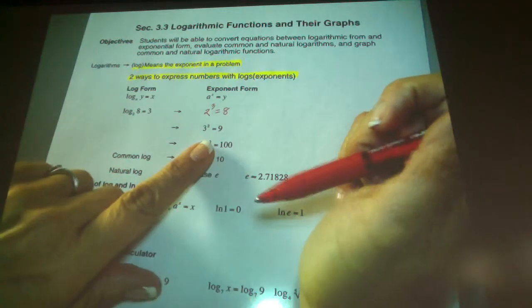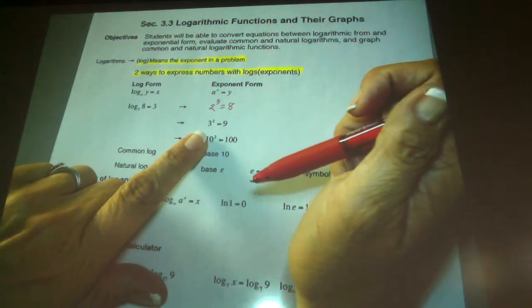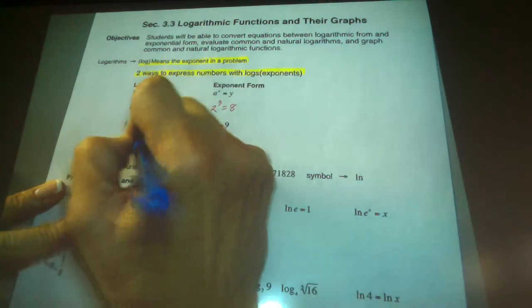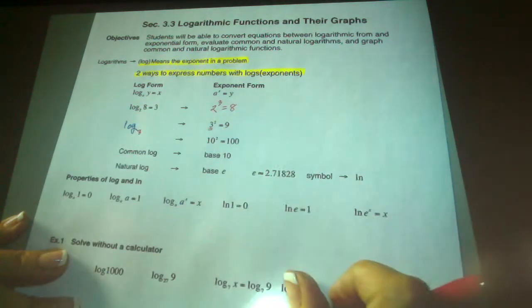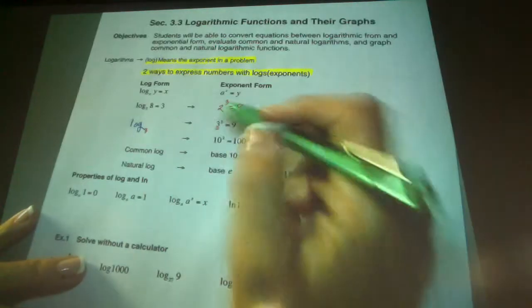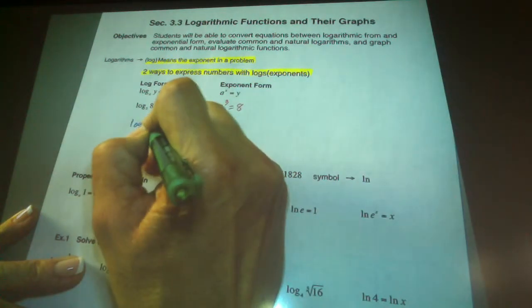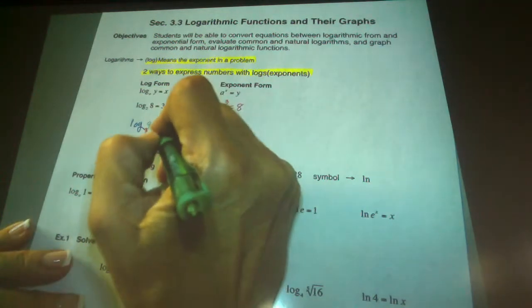You've got to be able to go backwards. So on this, with exponential form, the base is 3. So I'm going to take log, and I'm going to take the same base, 3, and make that the base of my log. And then you're going to switch these two. So the 9 goes over with the log, and the 2 goes on the right side.